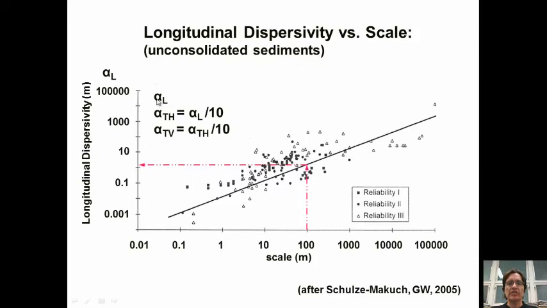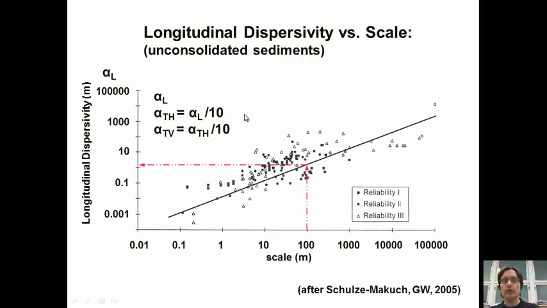Once we have our longitudinal dispersivity, very simply, we can divide by 10 to get our transverse horizontal dispersivity, and divide that transverse dispersivity by another factor of 10 to get our vertical transverse dispersivity. So a factor of about 10 difference is a good estimate.